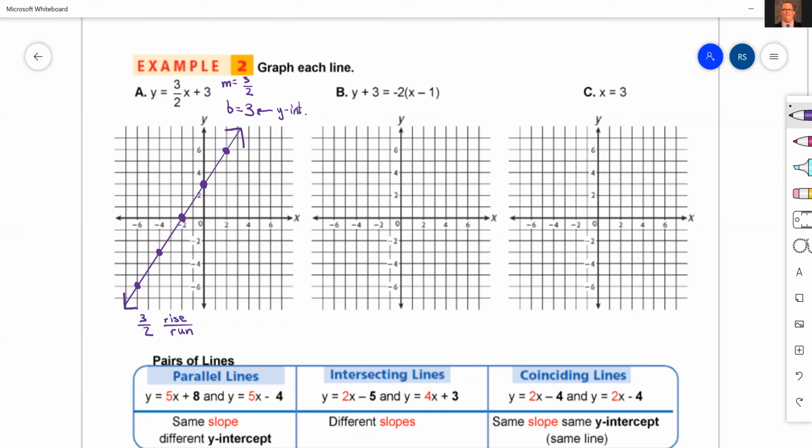Okay, now the next one. This one is in point slope form. So our slope here is -2. But then our point, remember, we have a minus here usually. So we've got to take the opposite point. So y isn't going to be +3. Y is going to be -3. X won't be -1. It'll be +1. Because our formula has a minus in it.